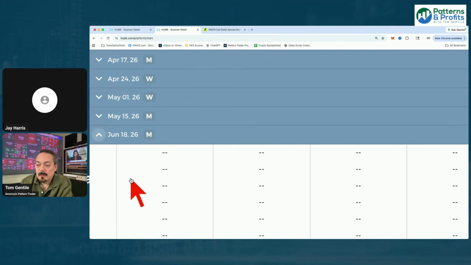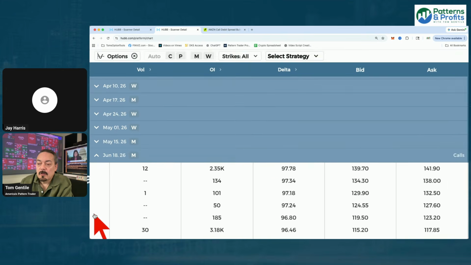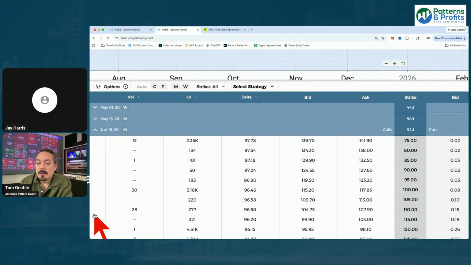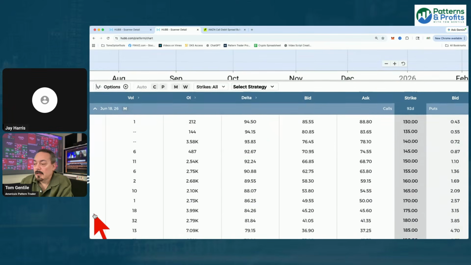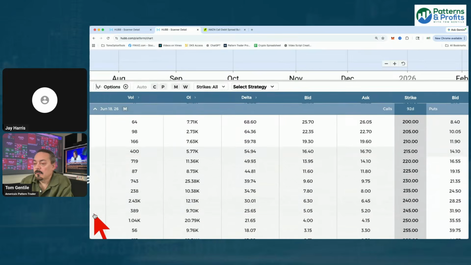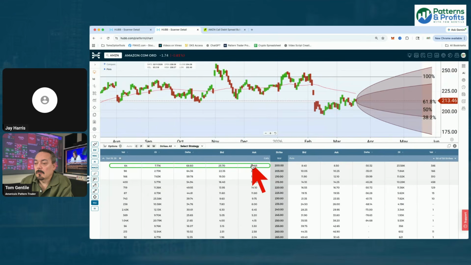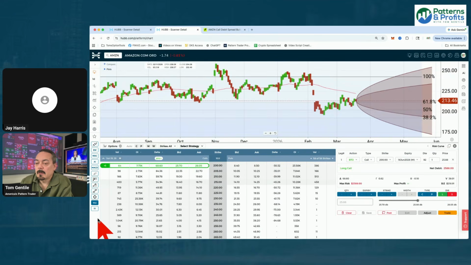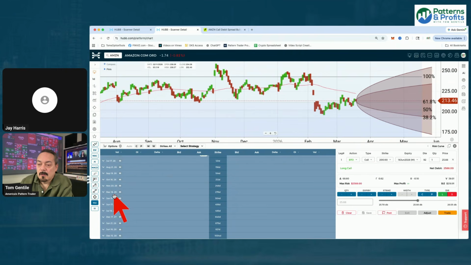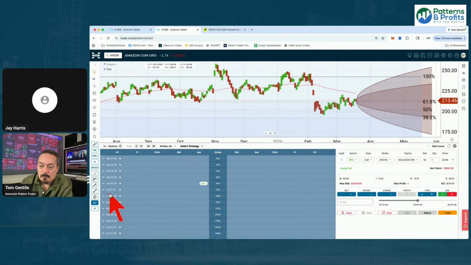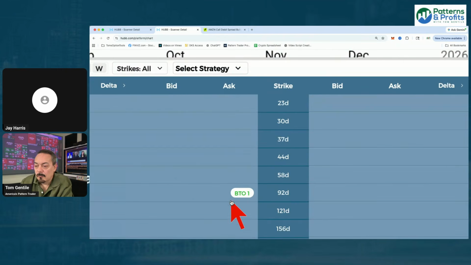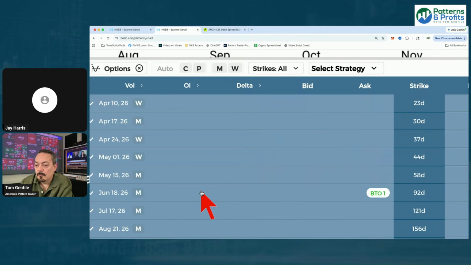There's the June 18s. Now this time I'm going to go into the money, but not that far. With Amazon at 214, what if we just look at the 200 calls and buy those? 26.05. There we go. Now I'm going to collapse this. I'm already along the Junes, and it shows I've got a buy to open in the Junes.